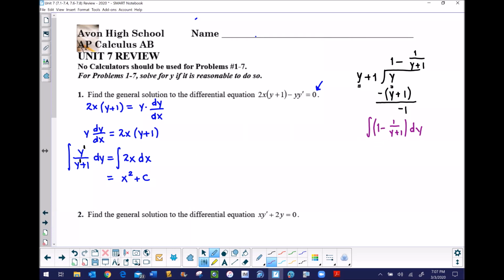So the integration of 1, of course, is y. And the integration of 1 over y plus 1 we've seen a million times is minus, in this case because of the minus sign there, natural log absolute value of y. So that's what we're going to stick over here on the left side.